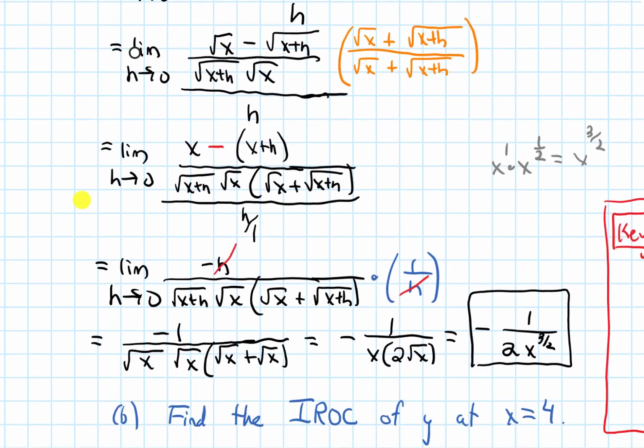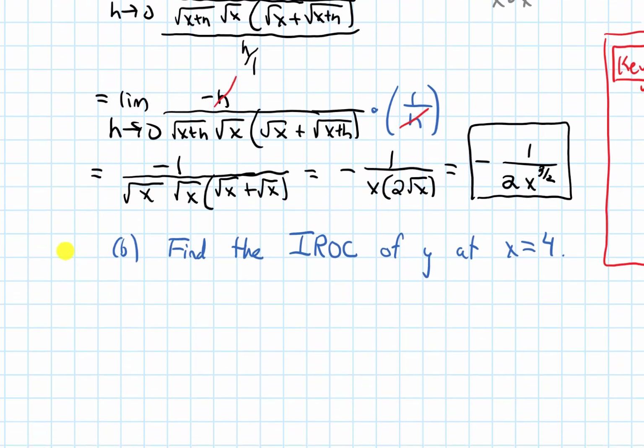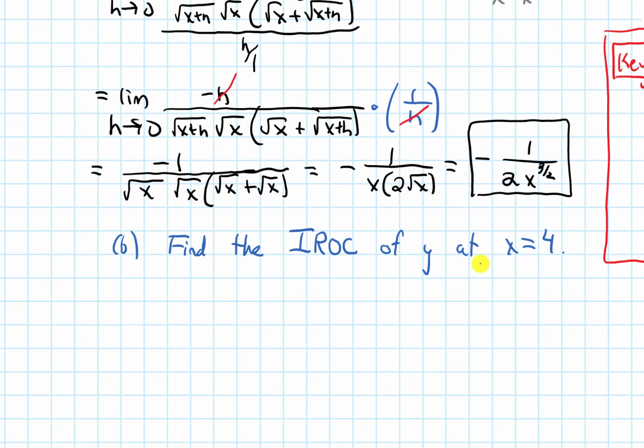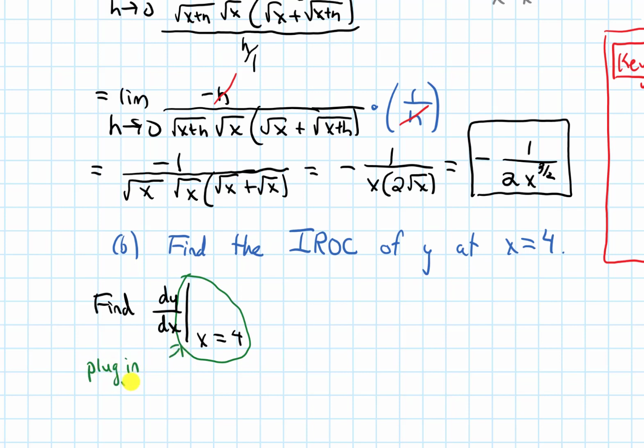All right, let's do part B of this example, which asks me to find the instantaneous rate of change of y at x equals 4. So remember, instantaneous rate of change is a derivative. I need to find the derivative dy/dx at x equals 4. So I have a notation for taking a derivative and then plugging a number into it. When I use this dy/dx notation, I write this vertical line, and then as a subscript, I write x equals and what I want to plug in. In this case, it's 4. So this is notation for plug in x equals 4.